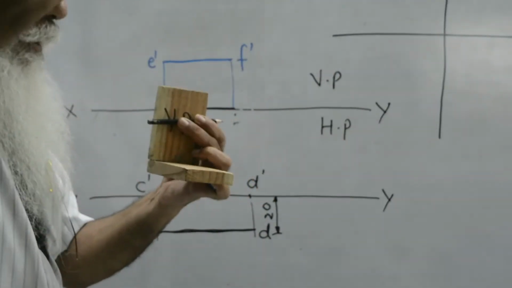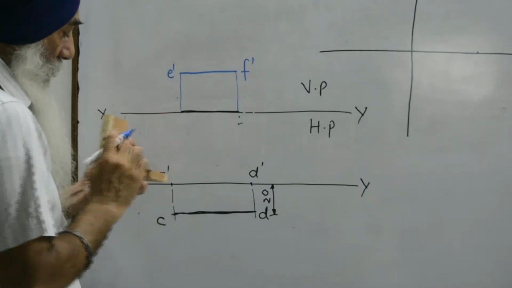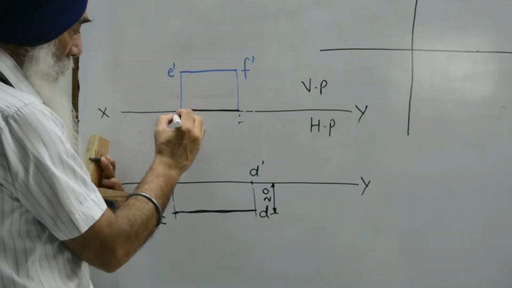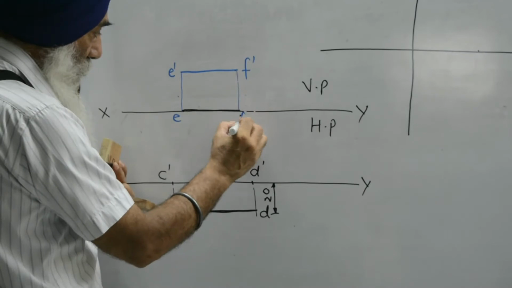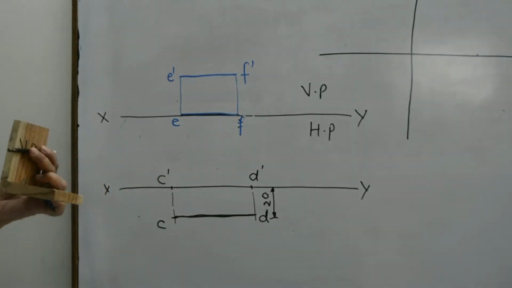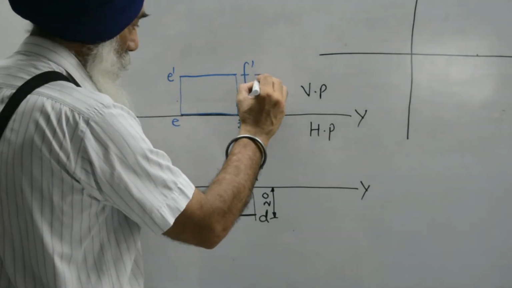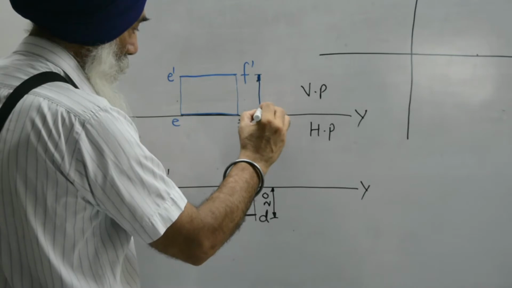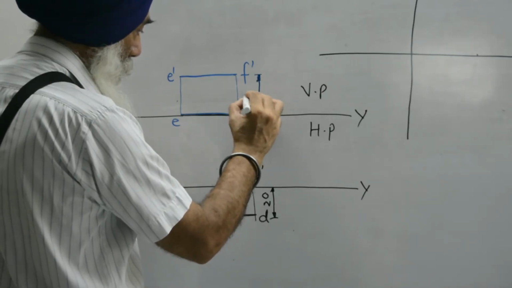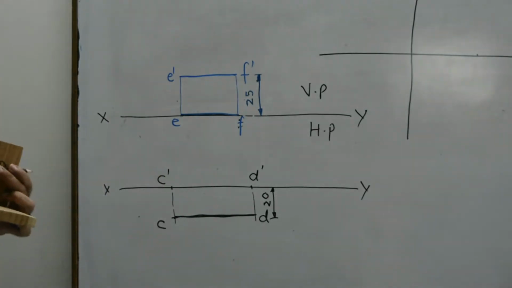And if you observe from the top, its view will be like this. It lies on the vertical plane and is denoted by EF. So these are the simple cases, and you can mark this distance as this dimension, 25 millimeters. This is the third case.